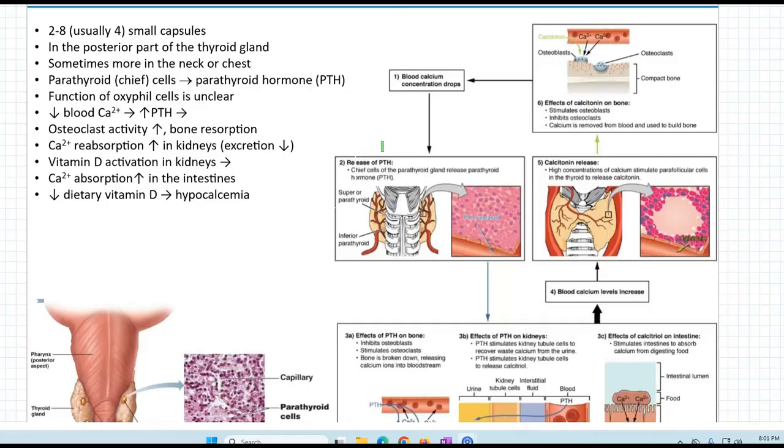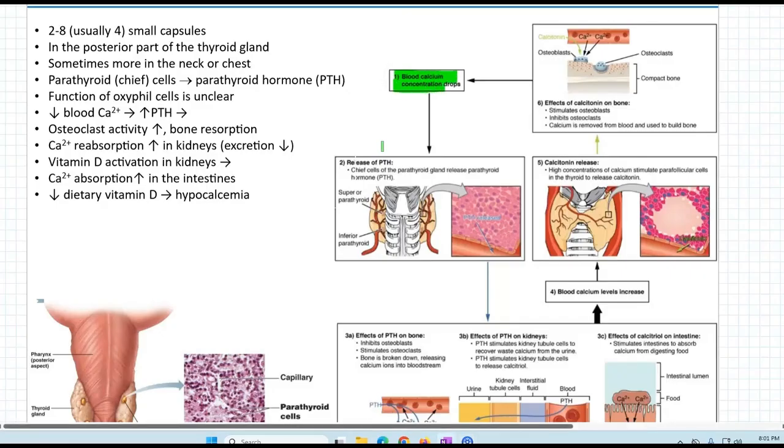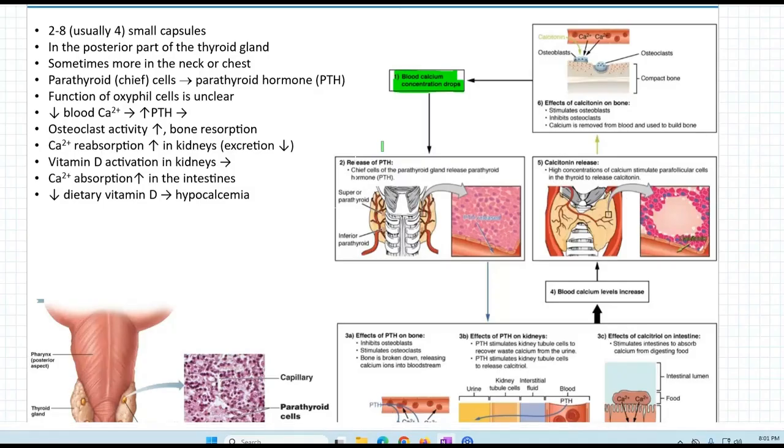So, let's say for some reason, the concentration of calcium in the blood decreases. That results in the direct stimulation of parathyroid gland, which produces parathyroid hormone. So within the parathyroid gland, there are two types of cells. Parathyroid chief cells, they produce parathyroid hormone.